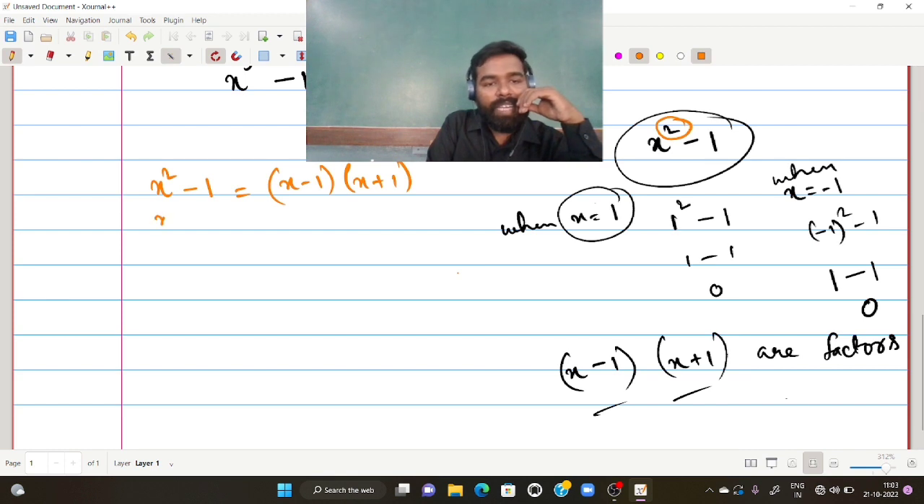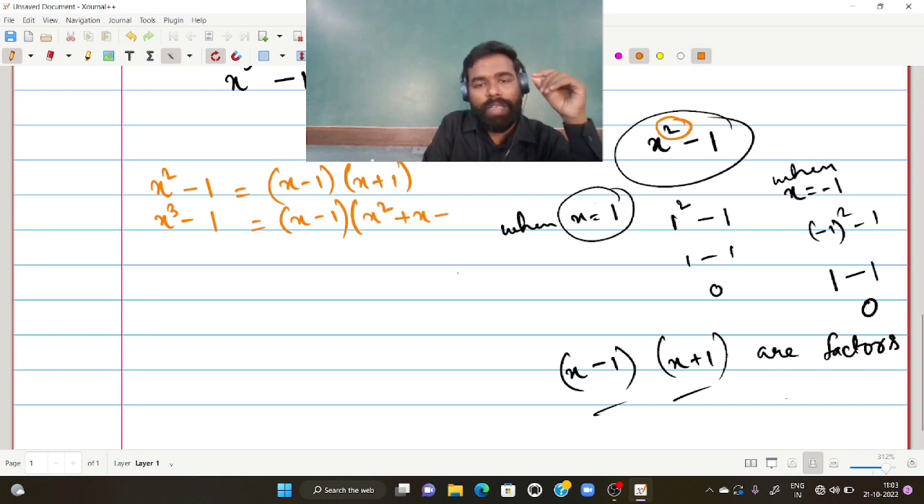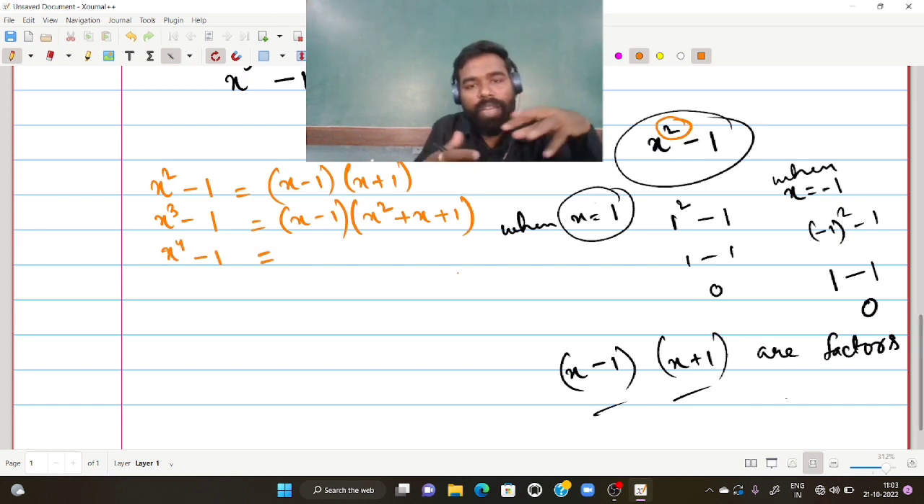And if I take x cube minus 1, then again x minus 1 is there, then x square plus x plus 1. And now think of if you have x to the power 4 minus 1. So how can you see the pattern? You just notice the pattern, how we are writing.